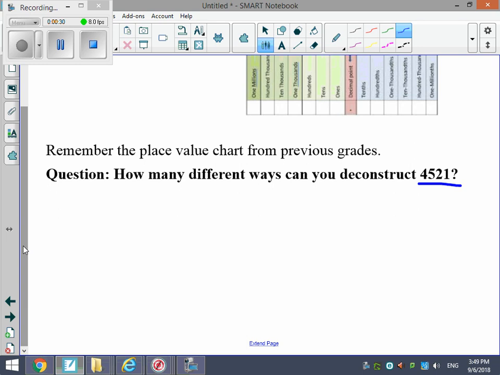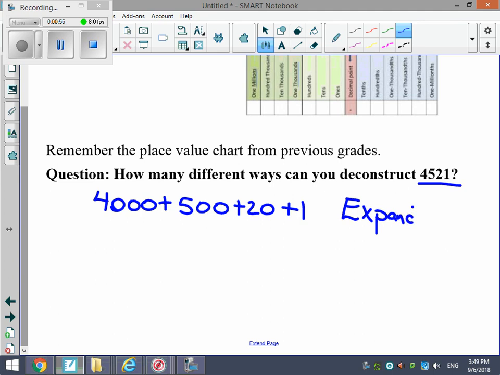I had a few people come up, and we did it. The first person, can't remember who it was, broke it into its place value units. So this is 4,000 plus 500 plus 20 plus 1. We did a few examples, and we learned that that is called expanded form. That's a grade 5 concept, maybe even a little bit lower, depending on how big a number you have.